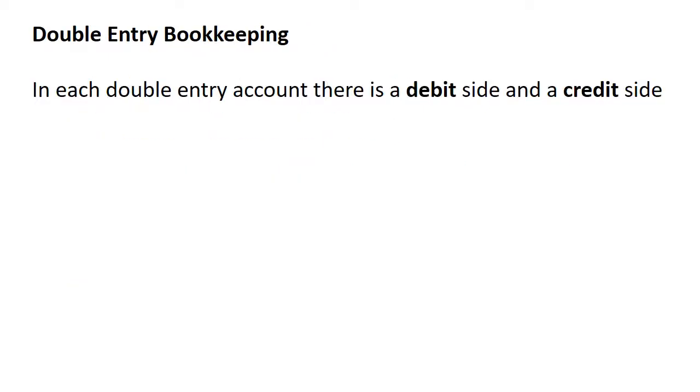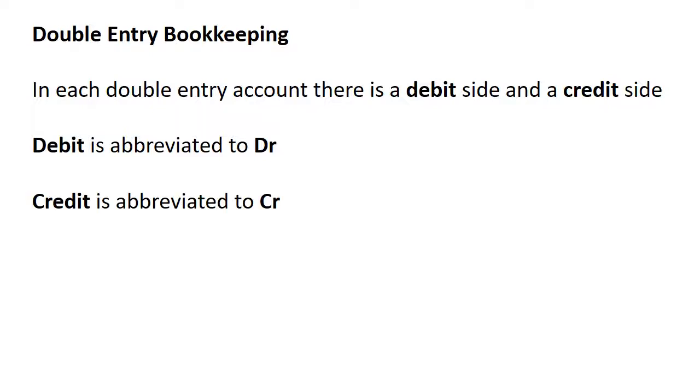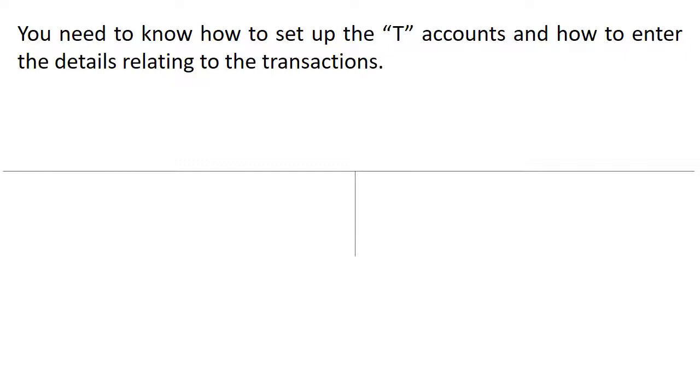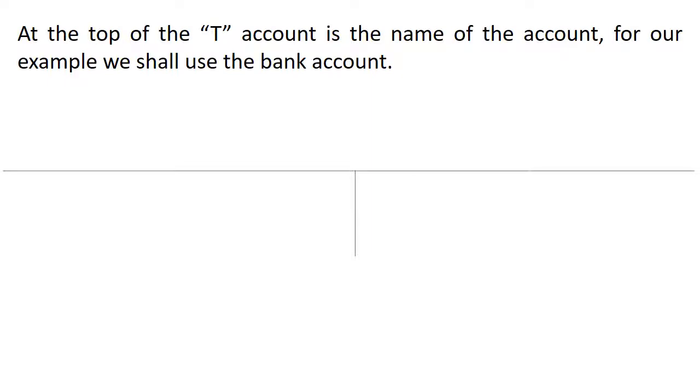In each double entry account there is a debit side and a credit side. Debit is abbreviated to DR and credit is abbreviated to CR. Here we have the telephone account. We have a debit side on the left and a credit side on the right. The double entry account is often referred to as a T account as it is in the shape of the letter T. You need to know how to set up the T accounts and how to enter the details relating to the transactions. At the top of the T account is the name of the account.